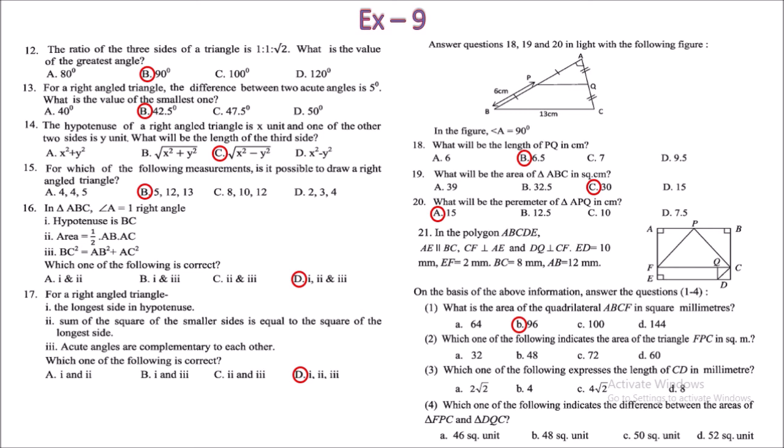So the area of this triangle FPC in square millimeter will be 48, because FC equals 12 millimeter and height BC equals 8 millimeter. So from that you can find half into base into height. Which one of the following expresses the length of CD?